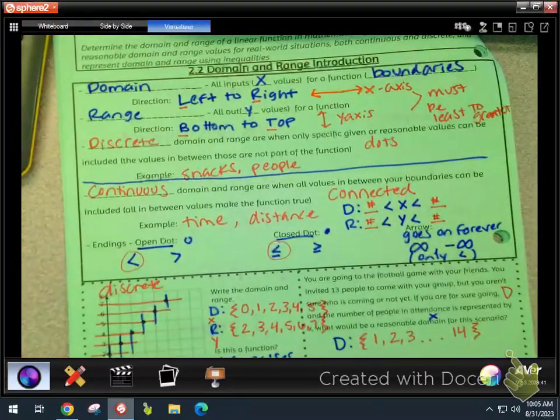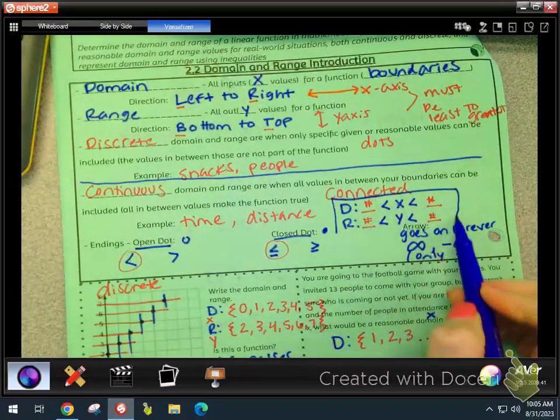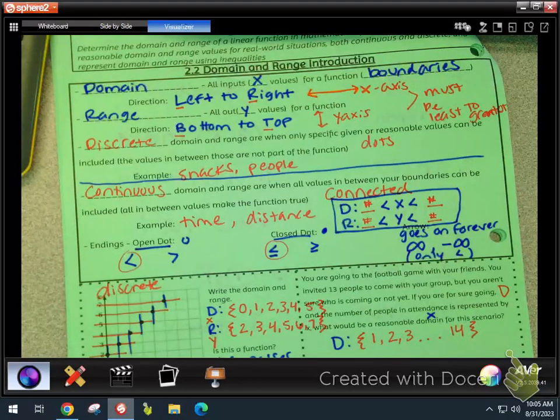Remember, your domain goes left to right. Your range goes bottom to top. I'm going to put a big box around that because this is a really big idea. Okay? And that's how we fill it in. So it's going to be probably less writing than discrete, because discrete, you're like counting. But it's going to be a little bit different way to set it up.